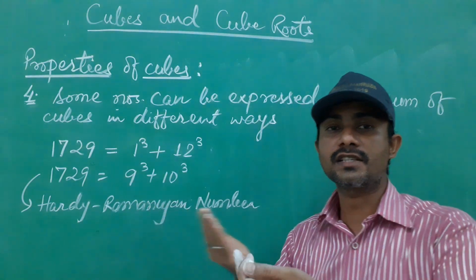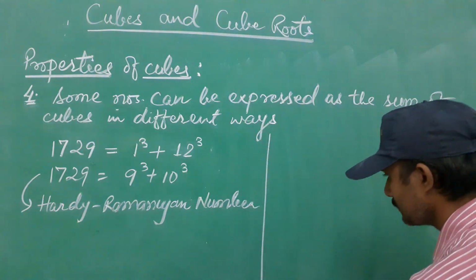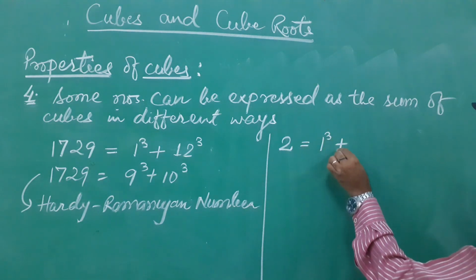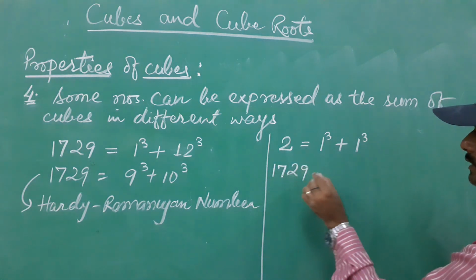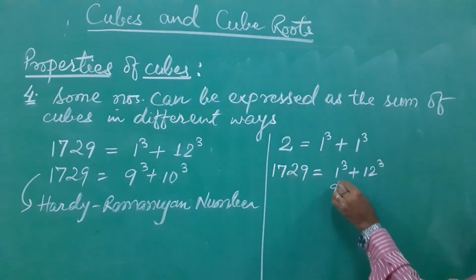Some numbers can be expressed as the sum of three cubes. Some numbers can be expressed as the sum of four cubes. Here I am just showing examples. The number 2, which I explained earlier, is 1 cube plus 1 cube. To represent 2, we have the sum of 2 cubes in only one way. Now for 1729, as we just discussed, we have two ways: 1 cube plus 12 cube, and 9 cube plus 10 cube.